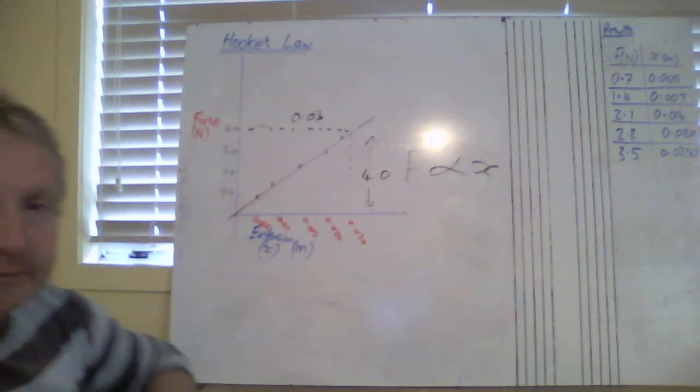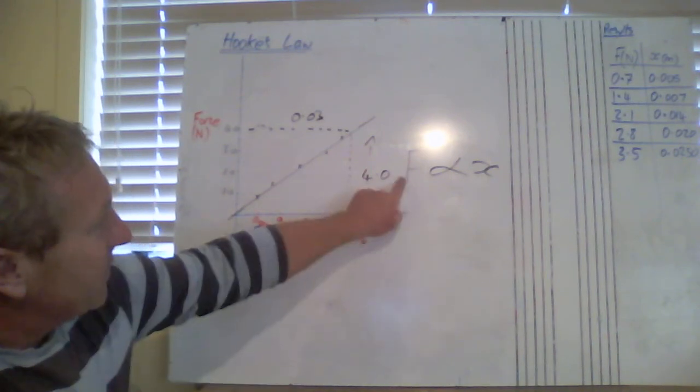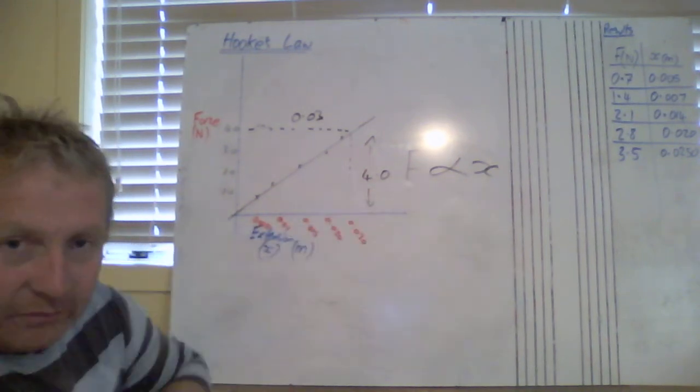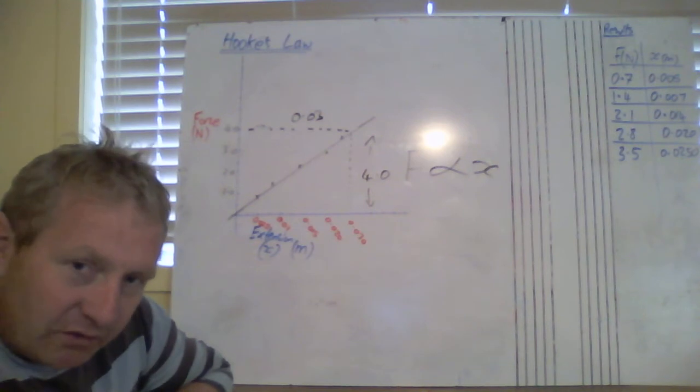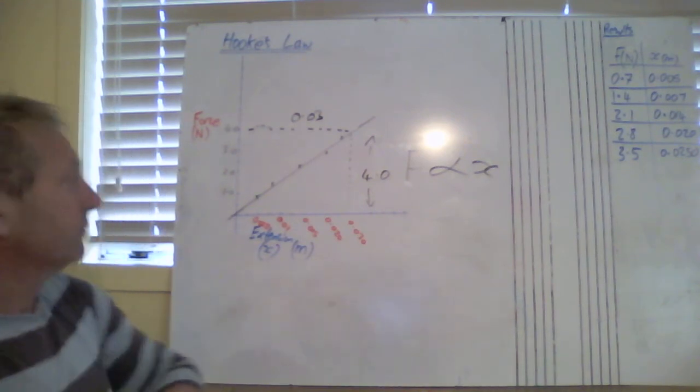It's a straight line. Yay! Easy. What does that mean? It means that force is proportional to extension. F is proportional to x. We can calculate the gradient of it. Look.